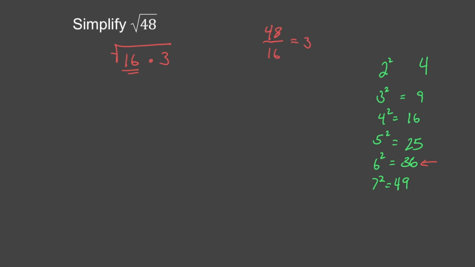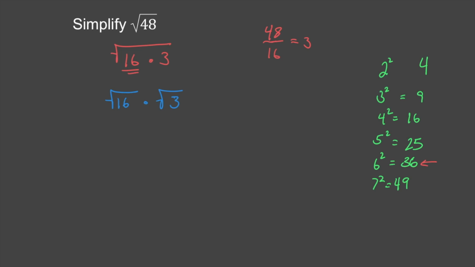Now, according to the property we just looked at, we can separate these two into two separate radicals because they are connected by multiplication. So I'm going to rewrite it as the square root of 16 times the square root of 3. And then if we can evaluate either of these radicals further, we would.